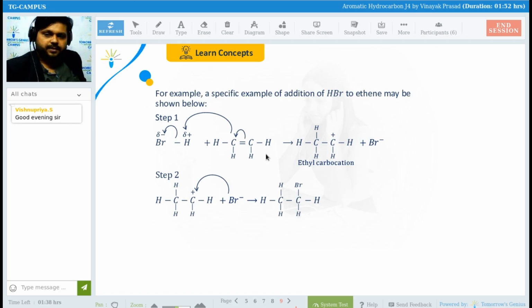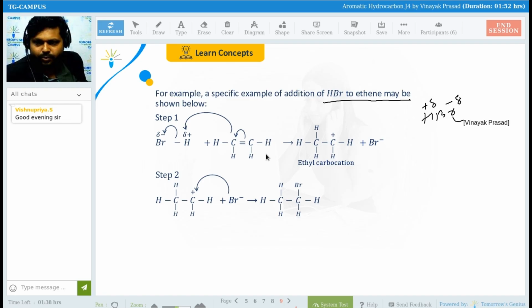Now, see here. We are going to see a specific example: addition of HBr to ethene. This is HBr. Br will have a minus charge and H will have a positive charge, because Br is more electronegative. Is it okay? Br is more electronegative.